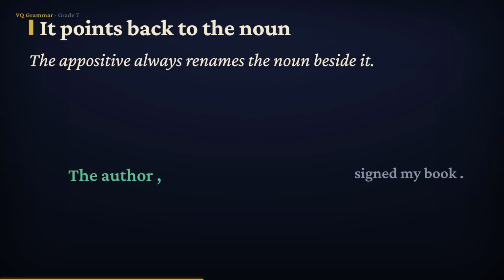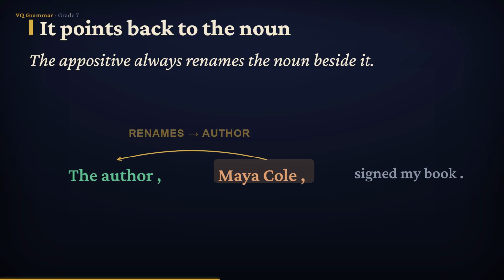Every appositive points back to the noun it renames, and the two mean the very same person or thing. Look at this. The author, Maya Cole, signed my book. Maya Cole is the appositive, and it points straight back to the noun author. In fact, the author and Maya Cole are the same person. That's the heart of an appositive. The two nouns sit side by side, and one simply renames the other.